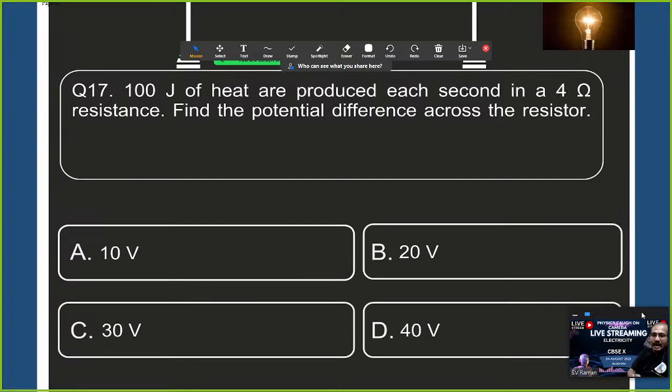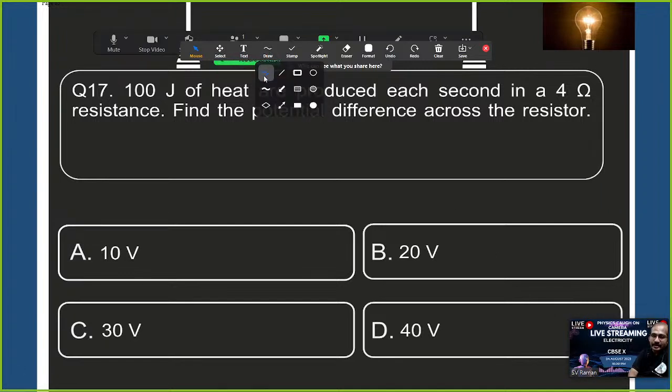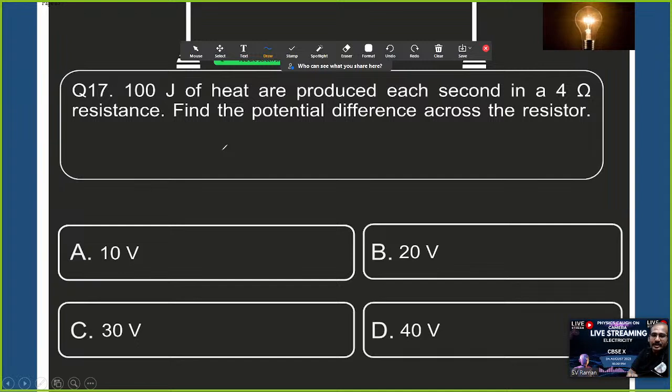Now, always we need to follow given data, required data, formula. So given data, they have given H is equal to 100 joules each second. Time t is equal to 1 second. Resistance 4 ohms. So find the potential difference. V is equal to how much?